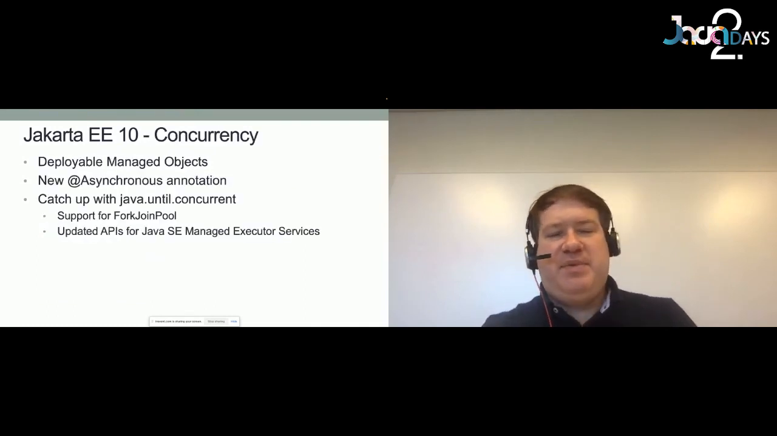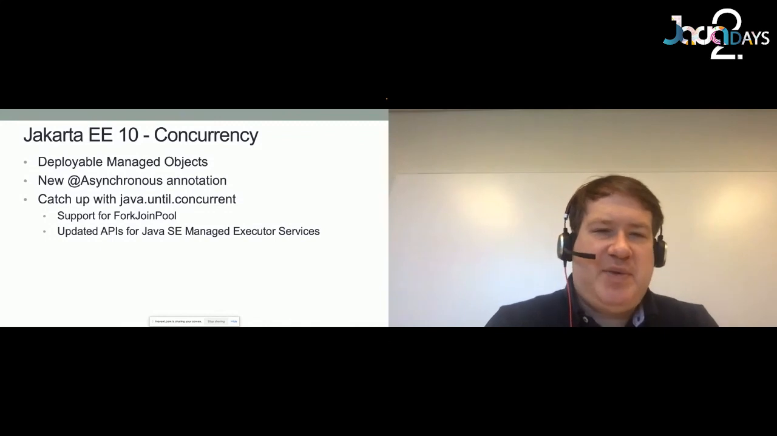Concurrency is getting a major update, first time in a long time, to basically catch up with what's been going on the platform in the Java util concurrent package. So it's adding support for the fork join pool. There's also a new asynchronous annotation that's been added to standardize that.